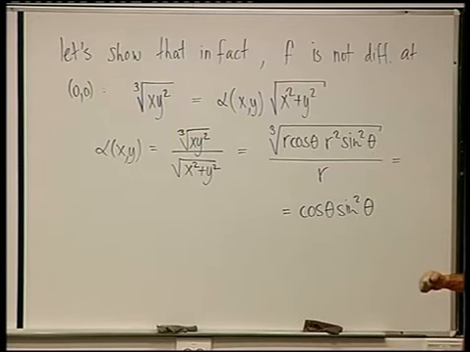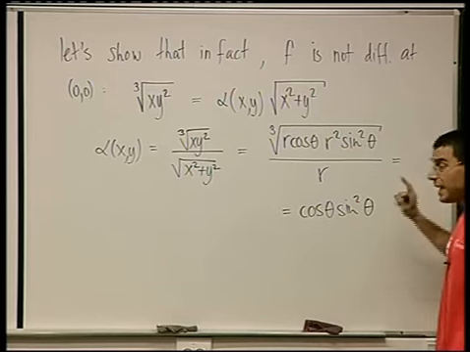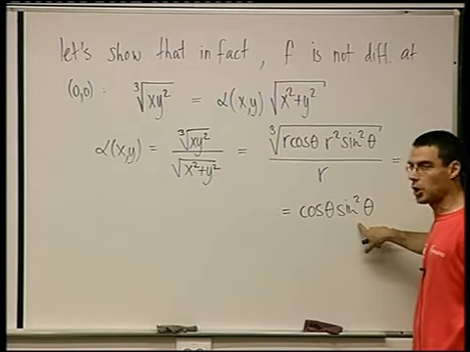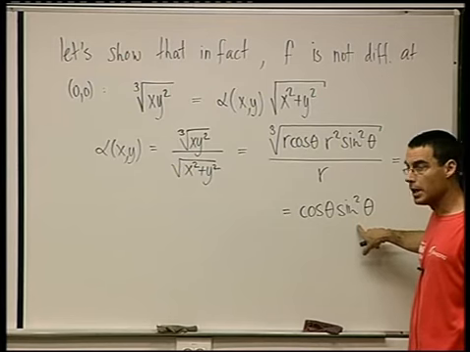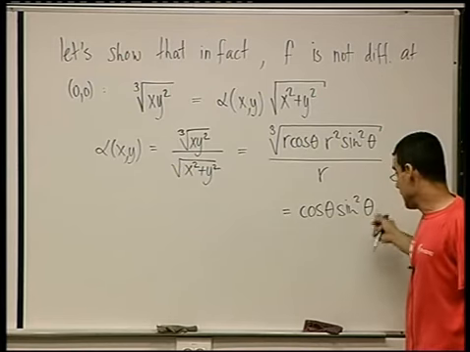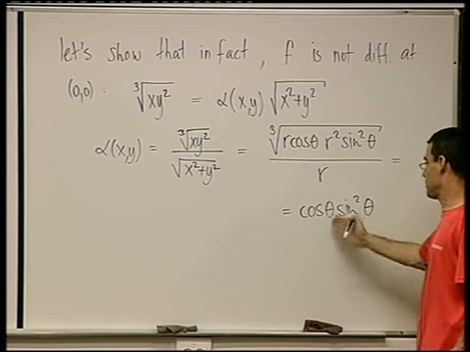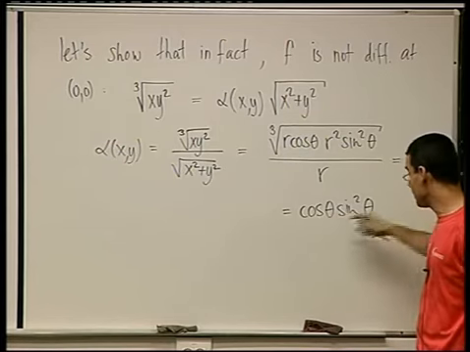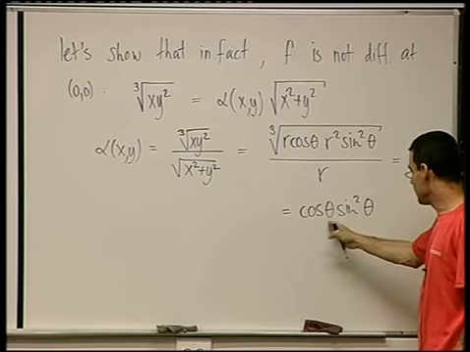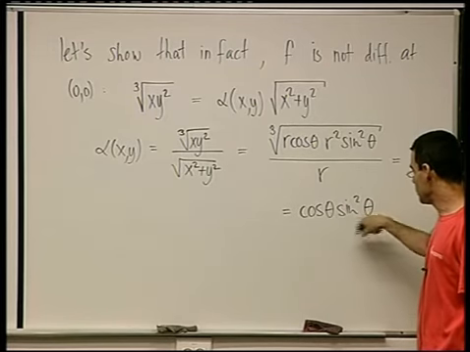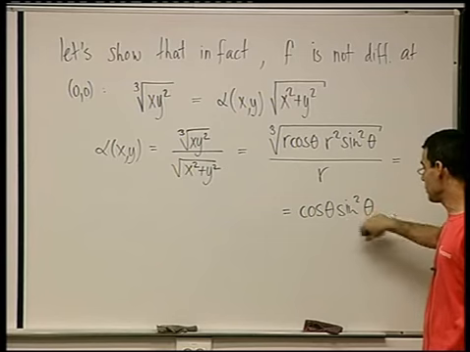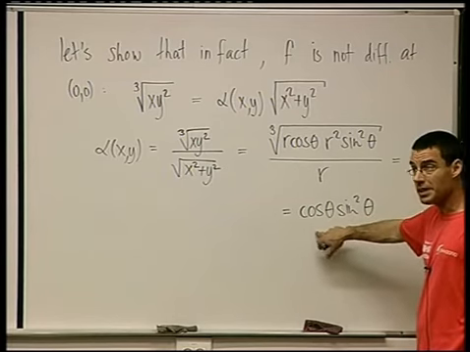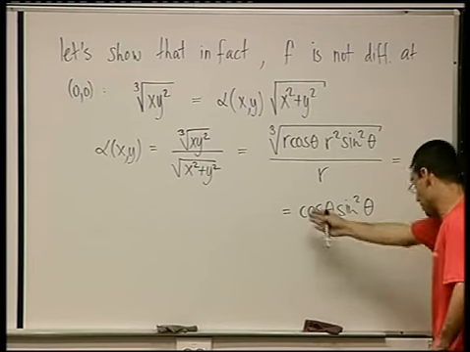Good? Now, what do we have to check? We have to check, does this go to 0 as r goes to 0? Okay? There's no r here, and this does not go to 0. For a fixed value of theta, we get something fixed, and that thing is not 0 unless theta is, I don't know, 0 or pi, which would annihilate this, or pi over 2, which would make this 0. But in any case, in general, this is not 0.